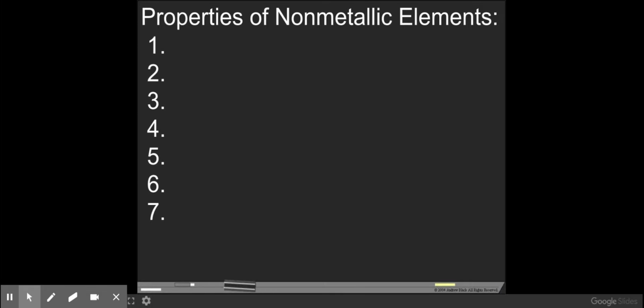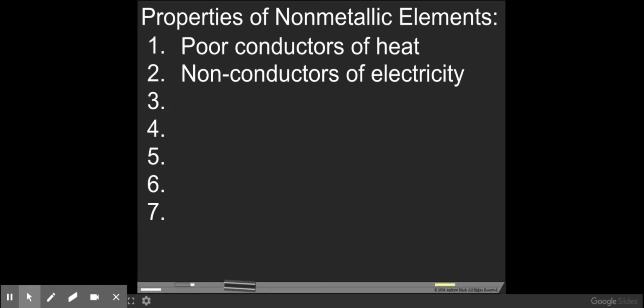Properties of nonmetallic elements. So nonmetals are poor conductors of heat. Like around your wire or around your pan, you would usually have some sort of plastic coating on the handle part. That's a poor conductor of heat because you don't want it to burn your hand. So it's not going to transfer heat well into your hand. They are not conductors of electricity, which is why wires are also coated with some sort of plastic. They are not shiny.